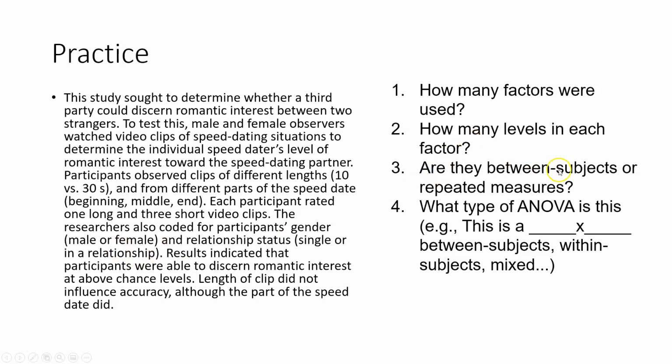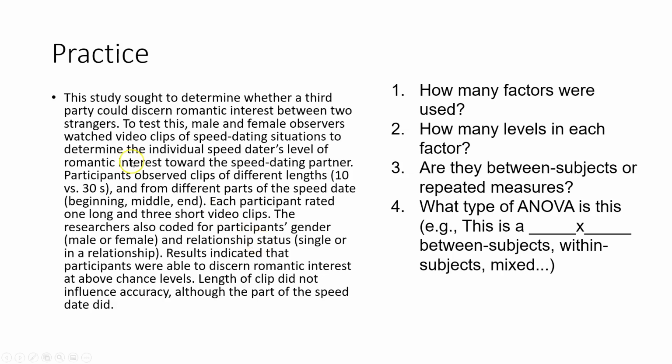Now, are they between subjects or repeated measures? Well, the information about the actual participant themselves is between subjects. People were either male or female. They were not randomly assigned to be one or the other and then swap halfway through the experiment. They were either in a relationship or they weren't. They were not forced to be the opposite of what they were halfway through the study. They were either one or the other.